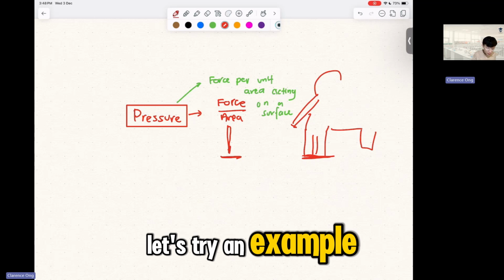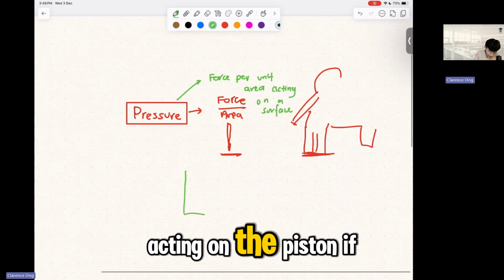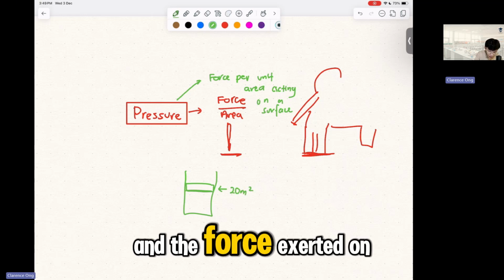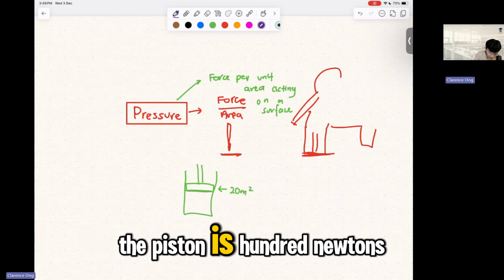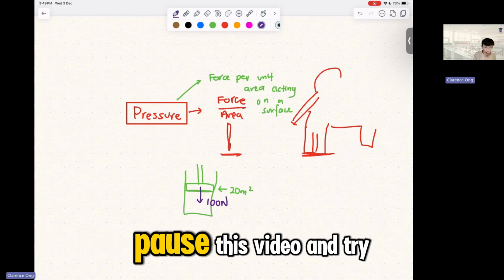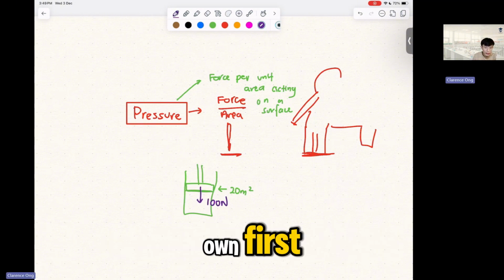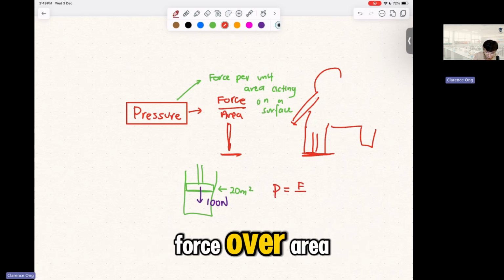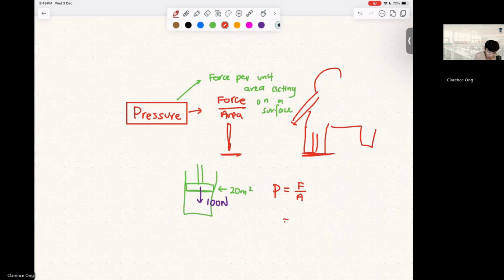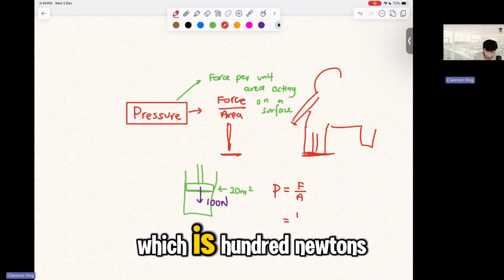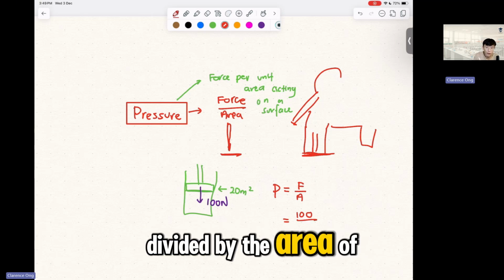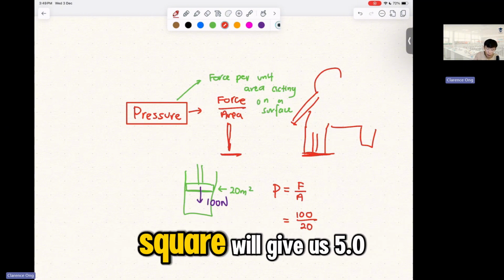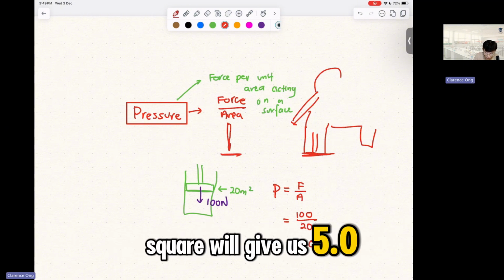Let's try an example. Find the pressure acting on the piston if the area of the piston is 20 meters square and the force exerted on the piston is 100 newtons. Pause this video and try to solve it on your own first. So pressure is given by force over area. Let's substitute in the force, which is 100 newtons, divided by the area of 20 meters square. 100 divided by 20 meters square will give us 5.0.